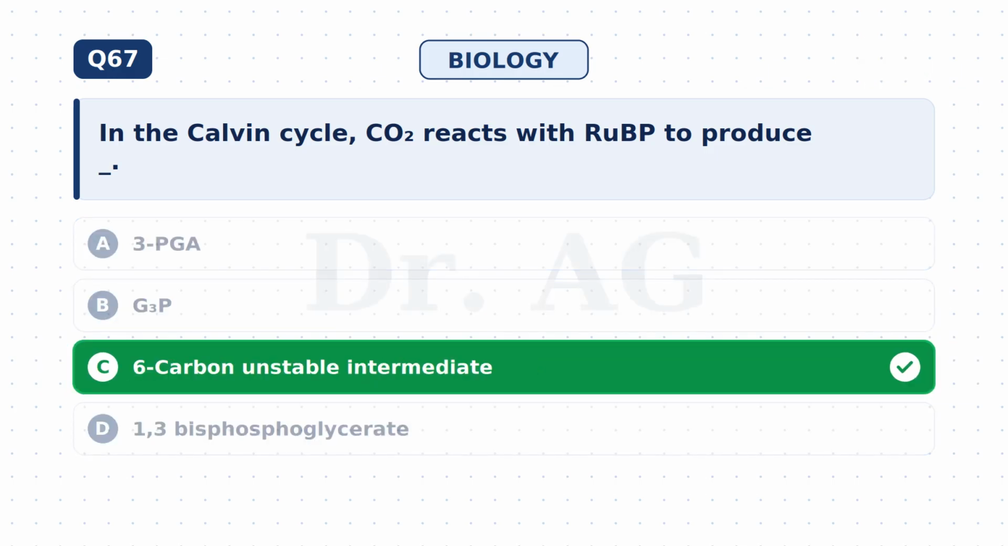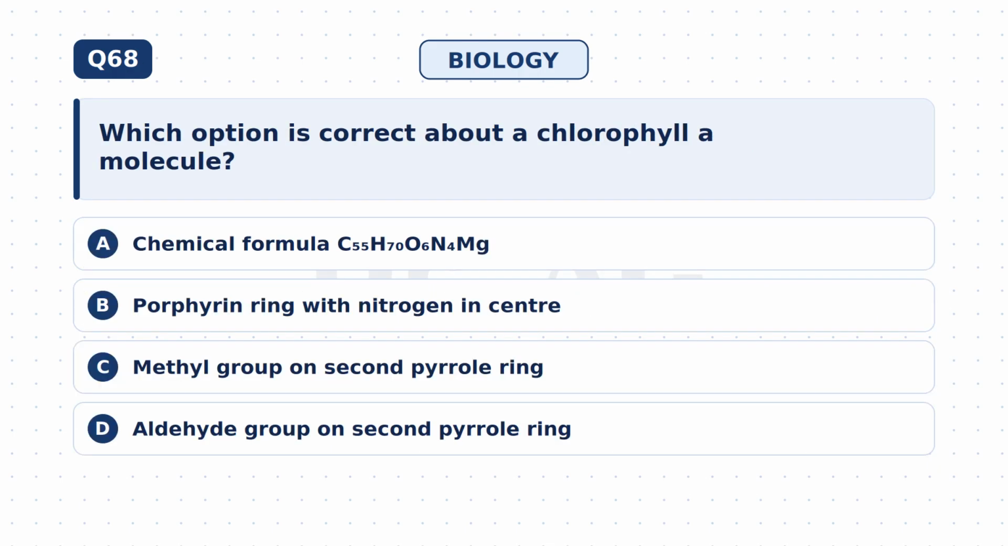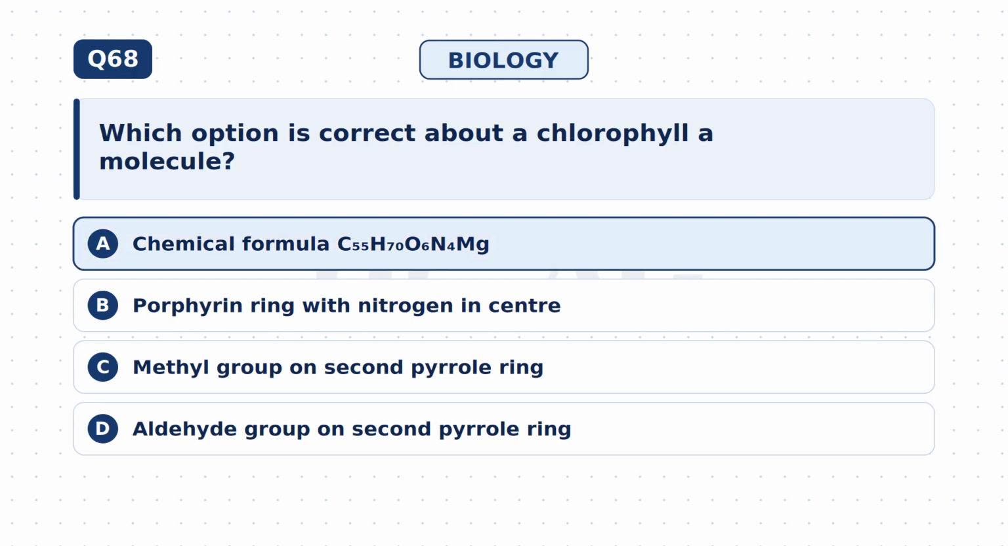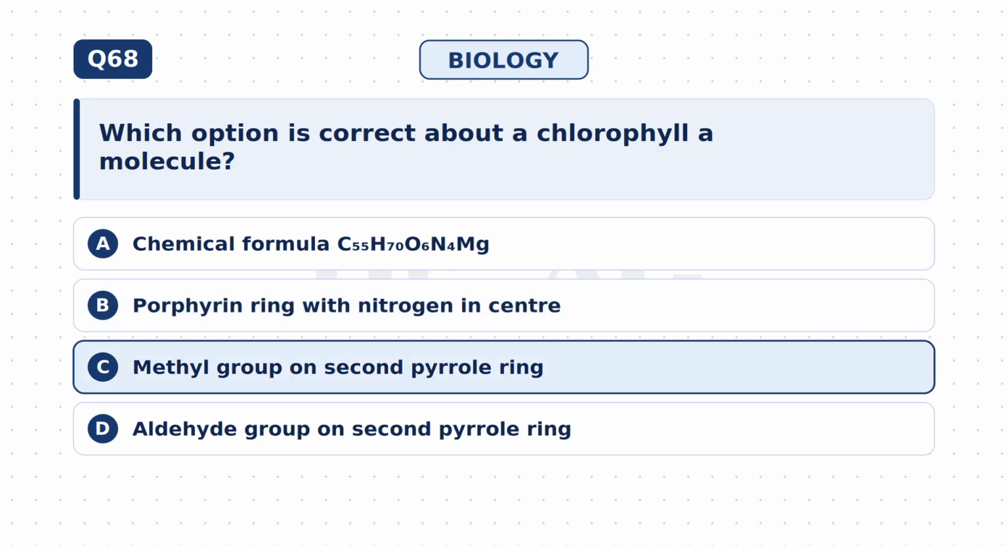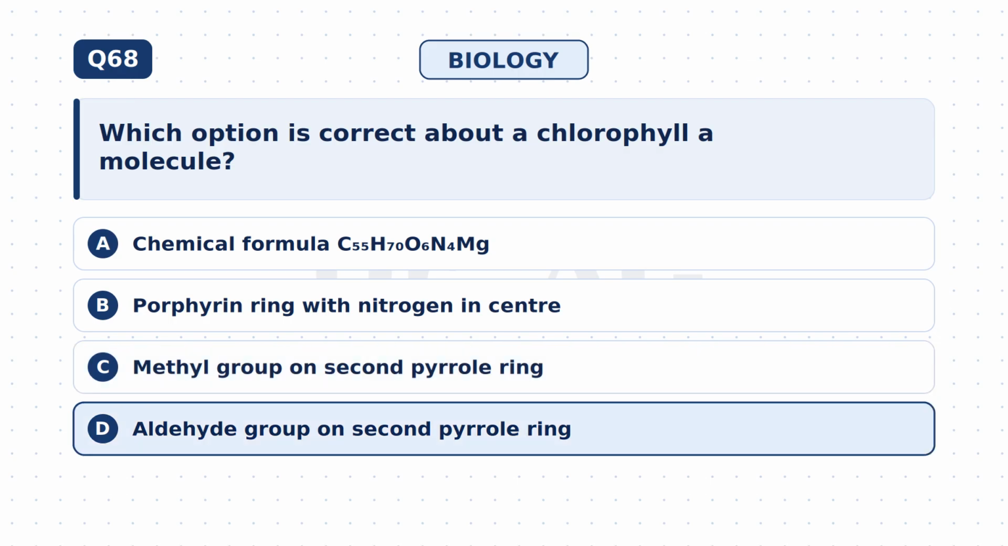The correct answer is C, 6-carbon unstable intermediate. Question 68. Which option is correct about a chlorophyll a molecule? Option A, chemical formula C55H72O5N4Mg. Option B, porphyrin ring with nitrogen in center. Option C, methyl group on second pyrrole ring. Option D, aldehyde group on second pyrrole ring.